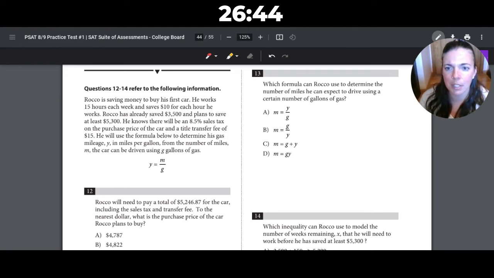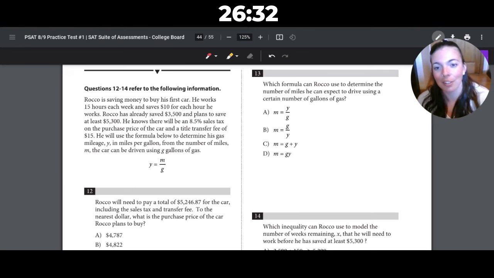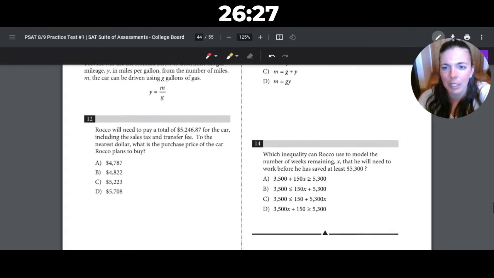He knows there will be an 8.5% sales tax on the purchase of the car and a title transfer fee of $15. Okay, he will use the formula below to determine his gas mileage, Y, in miles per gallon from the number of miles M the car can be determined using G, gallons of gas. Okay, so we've got a formula and we've got some other information. Let's see what we need for our first question.